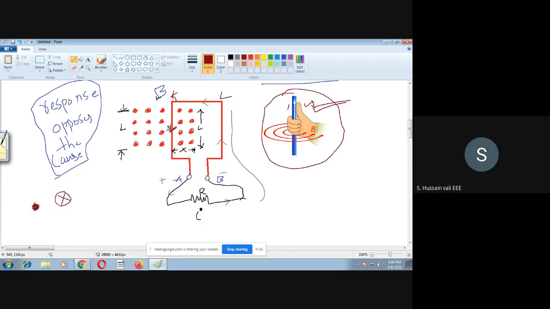Then see how your fingers are coming in the coil. If you just put yourself there, you will clearly understand this. So you will get dots here. It means the fingers are pointing towards you, coming from the plane towards you. So this is a dot, this is a dot, everywhere you get dots. If everywhere it is a dot, then it is wrong.